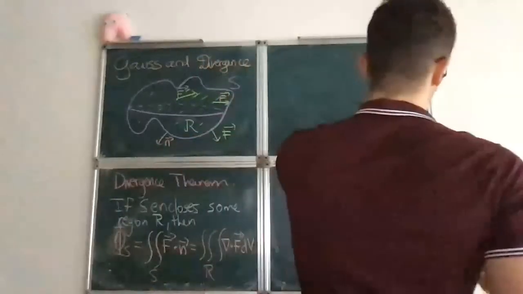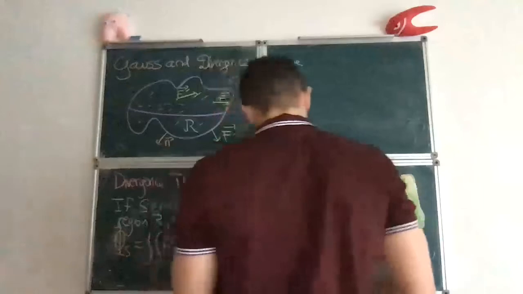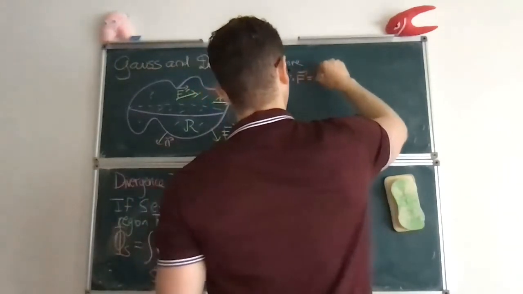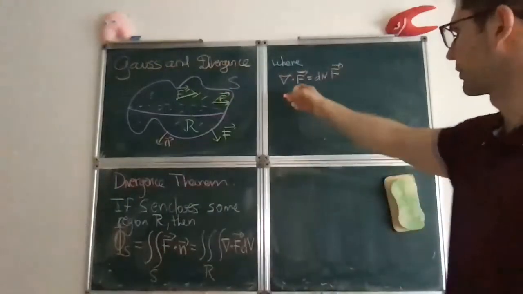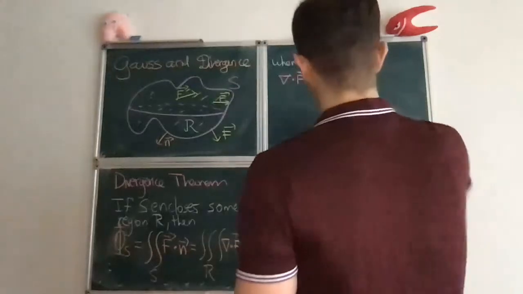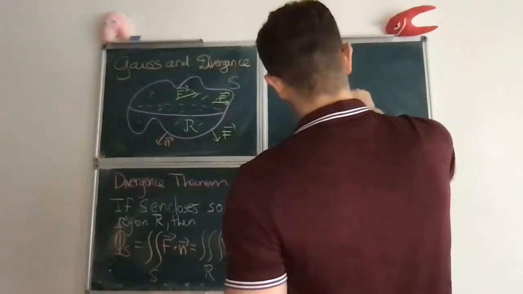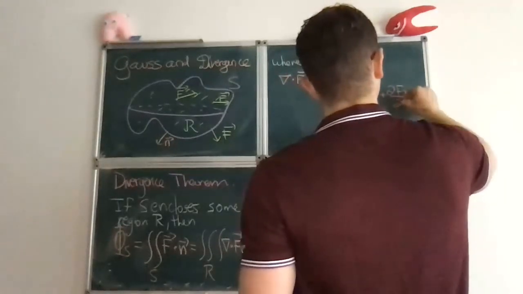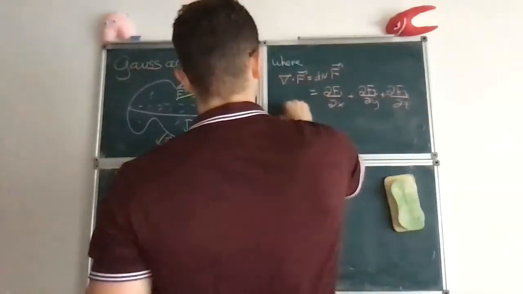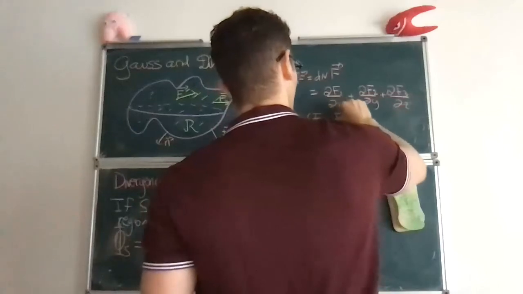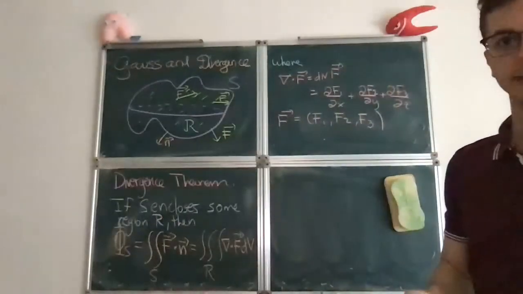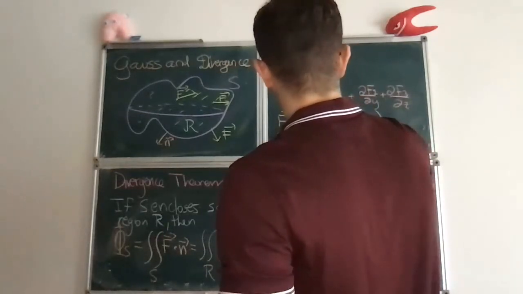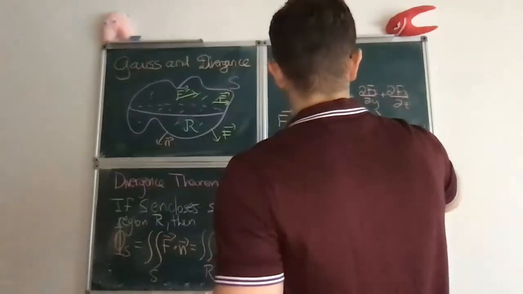where this symbol represents a quantity called the divergence. It's a scalar field, which is this one, and here F equals (F1, F2, F3). The point is that if you think of this nabla, or this triangle, as almost like a dot product, it is the partial with respect to x, the partial with respect to y, the partial with respect to z.